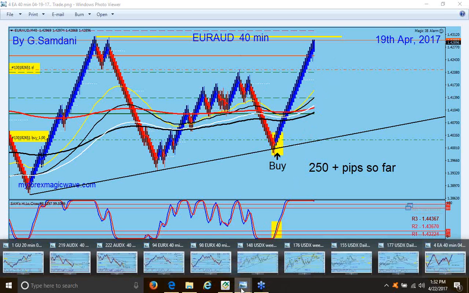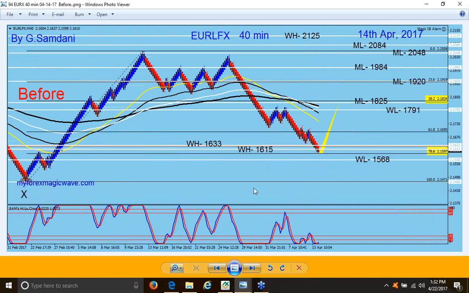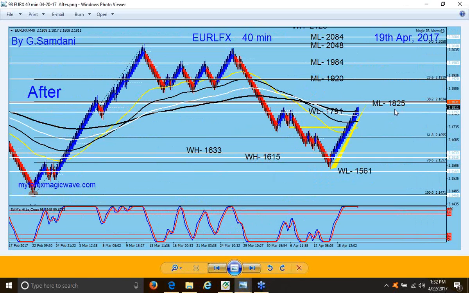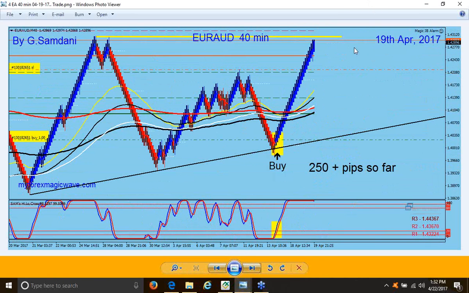Here is the Euro strength I was expecting on the 14th. I made this chart and sent it out to my subscribers: 78.6% is going to bounce from here, and it's going to go to 1825. Look what happened on this one. It went straight up to 1825 from 78.6%, right? Same thing on the 19th. Euro getting strong and Aussie getting weaker, Euro Aussie will fly, and that happened, and I had my trade here.